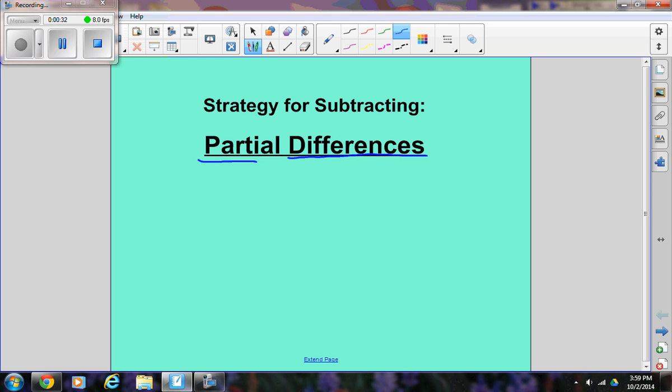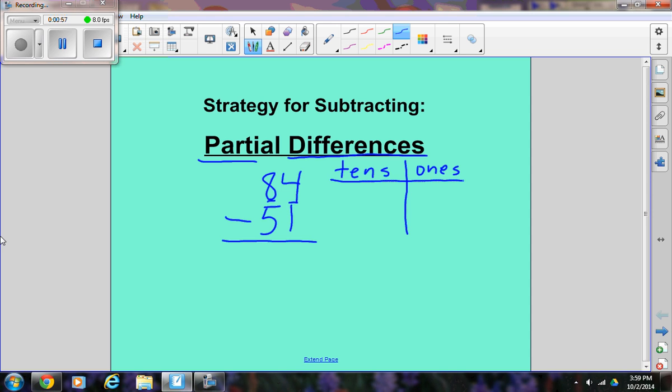So I'm going to solve some problems so you can see how the partial differences strategy works. If I had a problem like 84 take away 51, I can see the value of the digits when I subtract if I expand it. So I know in the number 84, I have tens and I have ones. I'm going to make a little T-chart to help me keep track and to show me the value of my digits. So I know I have 80 and I have 4 ones in 84.